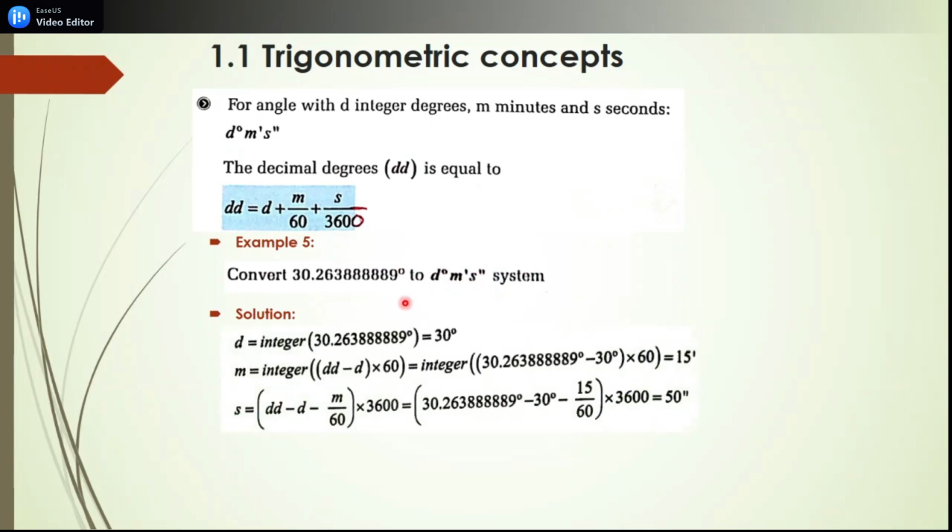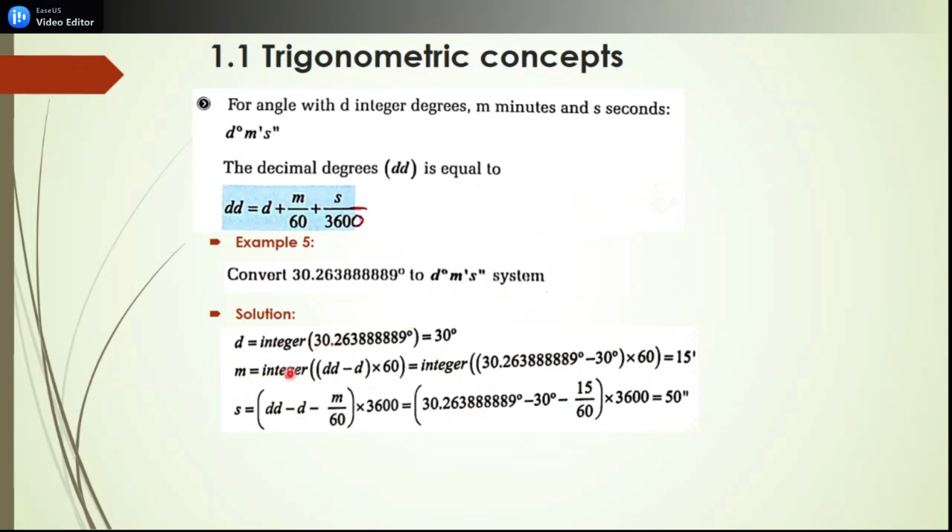From this relation, we start by calculating the degree integer. D is the degree integer. We consider the number before the point here. We will consider the number before the point, 30 only, 30 degrees. So we will get 30. We take only the number which is before the point.